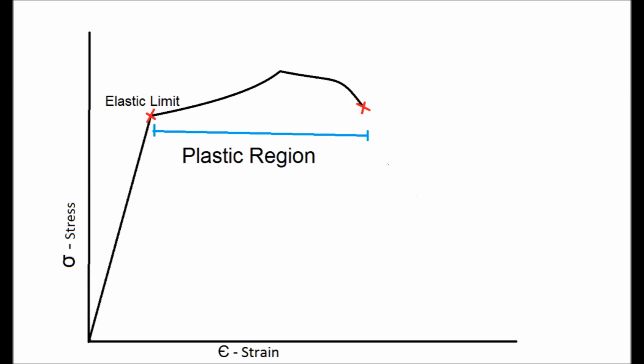The plastic region of the diagram is where permanent deformation occurs. For example, if you take a spoon and bend it a small amount, it will bounce back to its original shape, while if you put a lot of force on it, even when the force is removed, it will still retain some of its deformation.